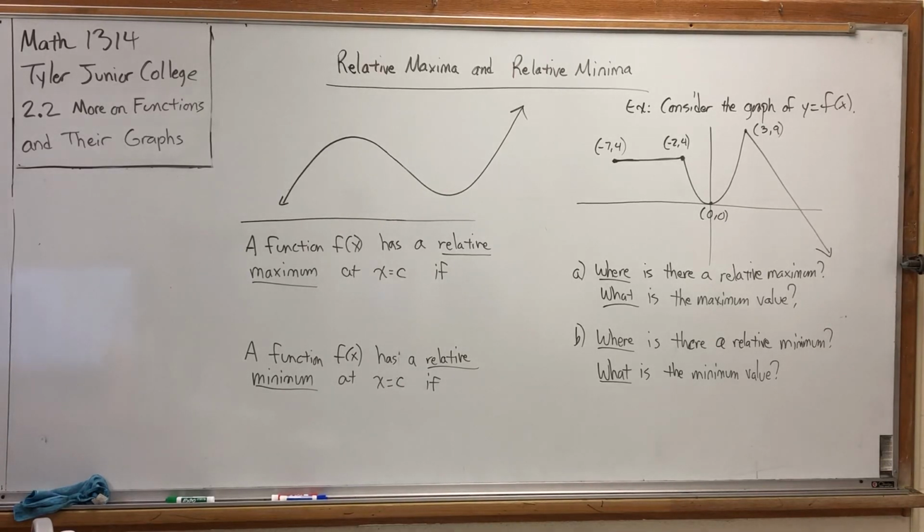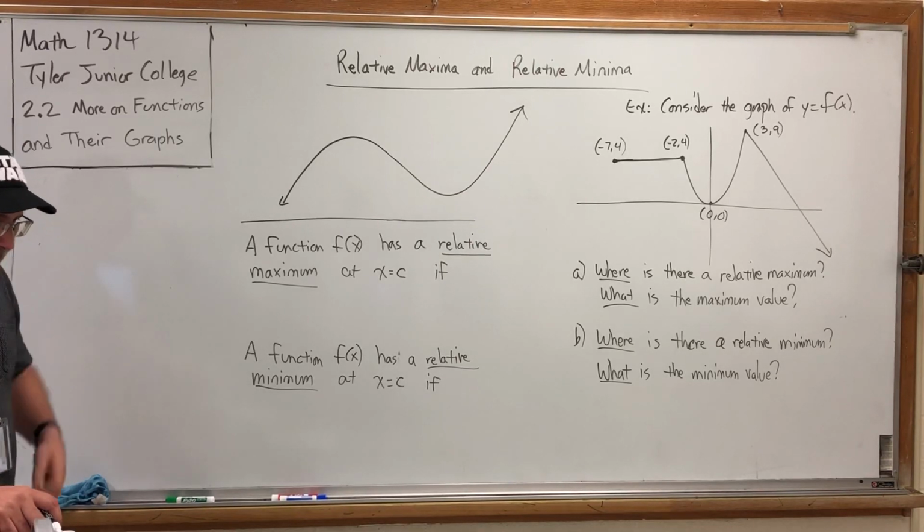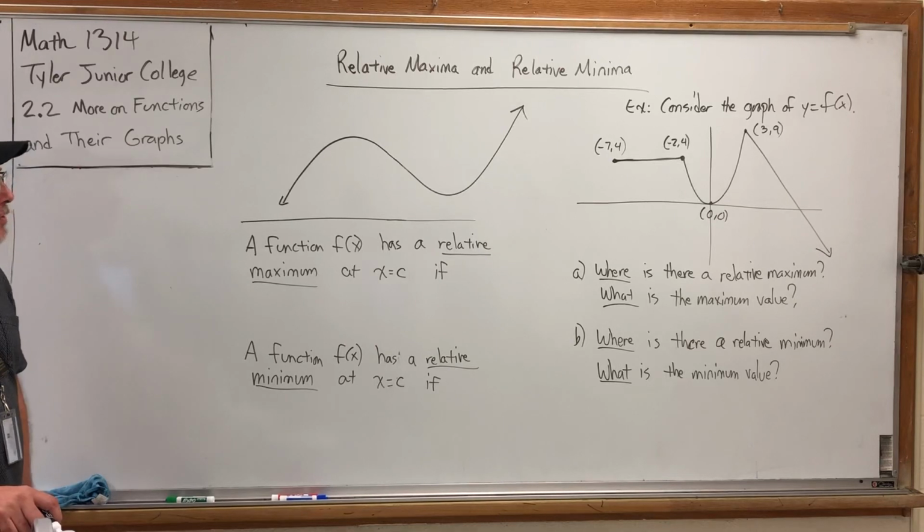In the previous videos, we defined what it meant for a function to be increasing, decreasing, and constant on an open interval of x values. In this video, we're going to define what it means for a function to have a relative maximum or relative minimum at a particular point on a graph.